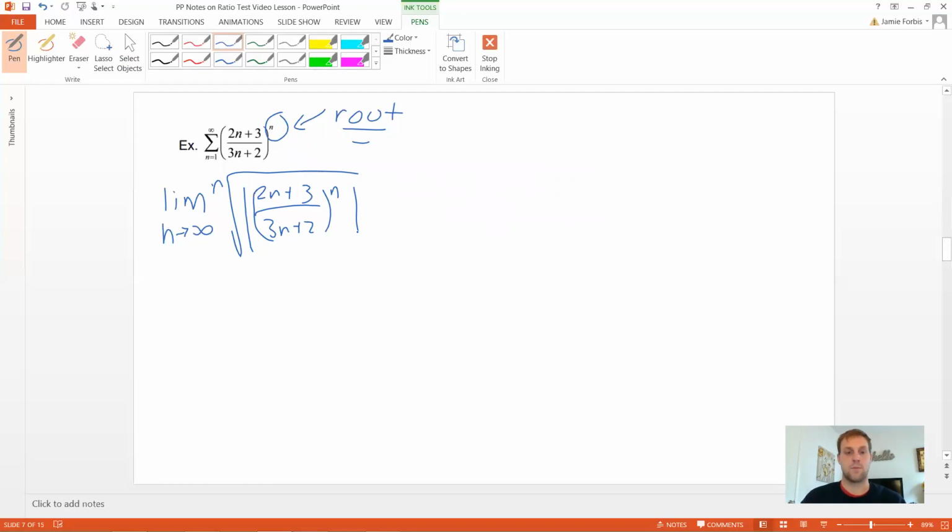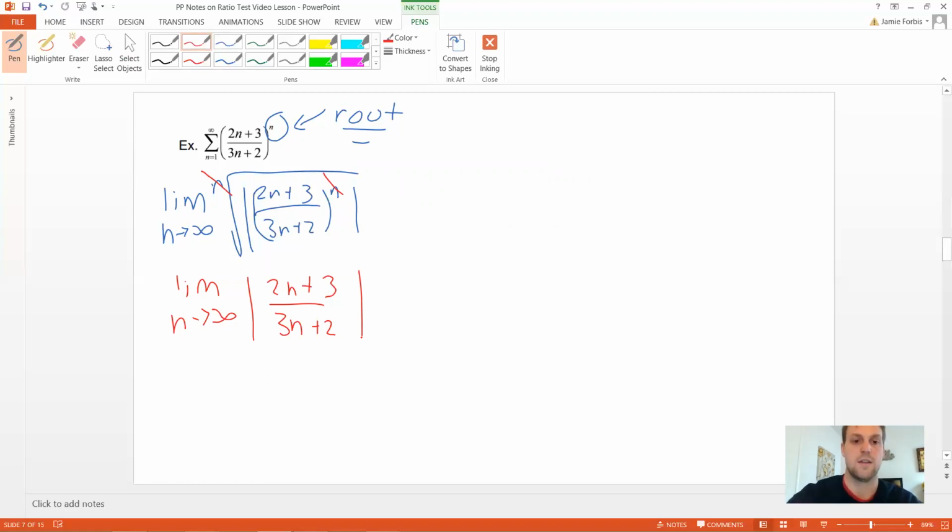Now what happens is, the point of the root test and why it's helpful for this situation is if I take the nth root of some quantity all raised to the nth power, it crosses it out. Boom, boom. Then what I'm left with is the limit as n is approaching infinity of the absolute value of 2n plus 3 over 3n plus 2. Okay? And that is just a basic rational. We know how to take the limit of n as it approaches infinity for this.